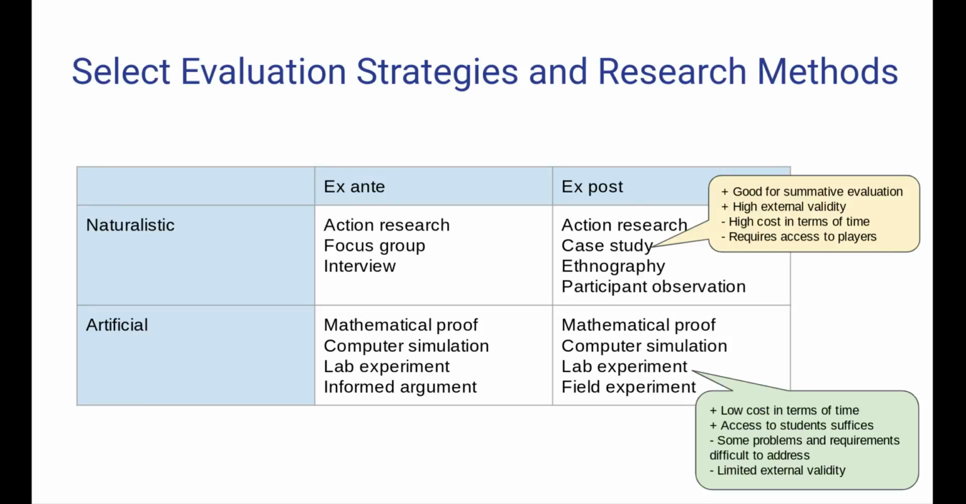One alternative here would be to still choose ex post as an evaluation strategy, but move from naturalistic to artificial. Here there are also different possibilities for the research methods. You could have a computer simulation, a lab experiment, a field experiment. What seems most appropriate here would be a lab experiment. And there are clearly advantages there. First, a lab experiment can be carried out in a few hours' time, so it's a low cost in terms of time, and you don't necessarily need to have experienced players. It might work out well just with some students.